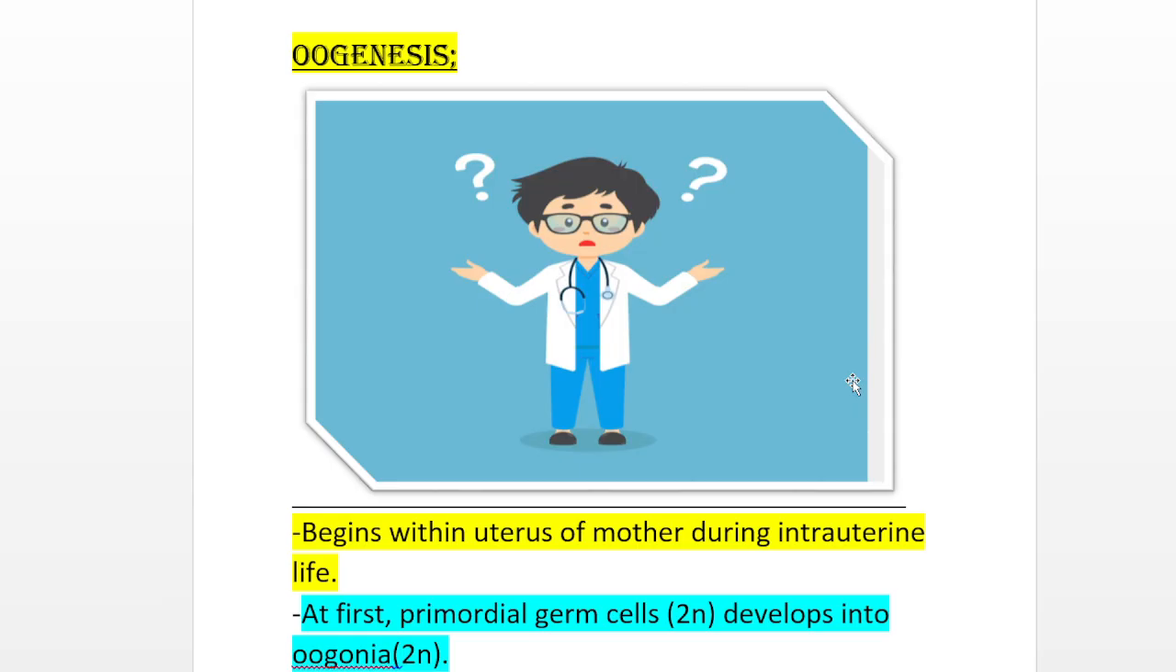So at first, what is oogenesis? The process of formation of ova from the primordial germ cell, involving cell division, mitosis and meiosis, is known as oogenesis. When does oogenesis begin? It begins within the uterus of the mother during intrauterine life. This separates oogenesis from spermatogenesis, where spermatogenesis occurs only after puberty in the male.